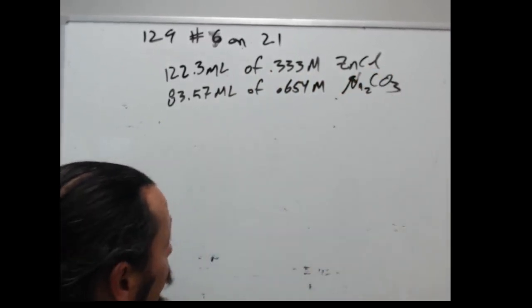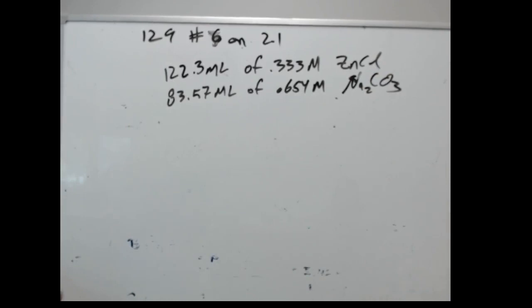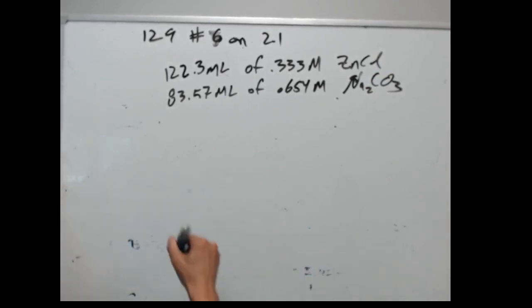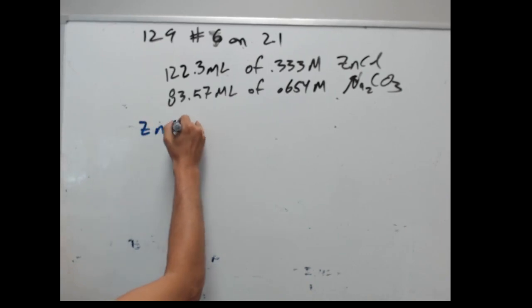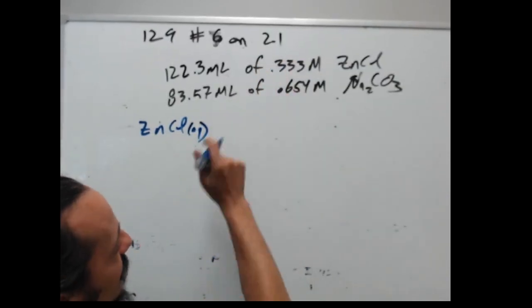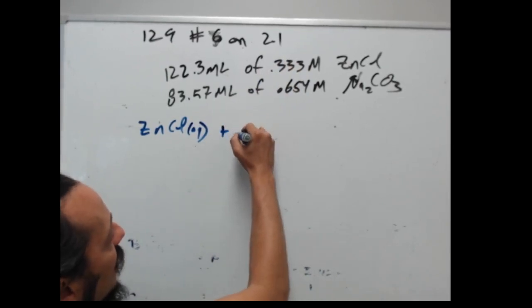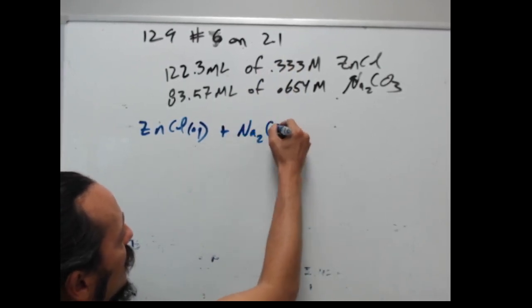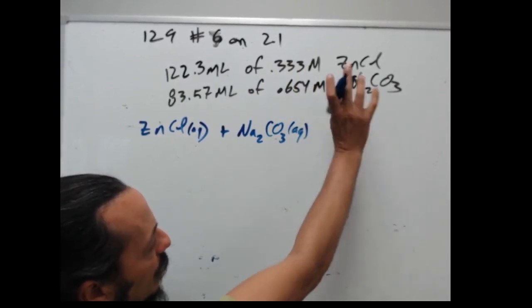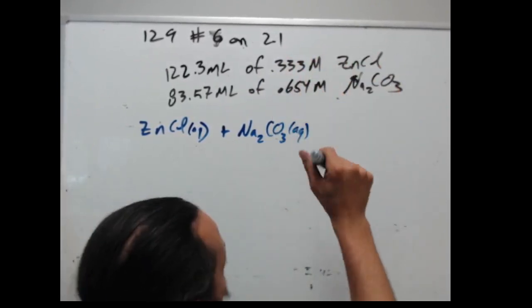Na2CO3. Okay, so we start with just writing down our chemical reaction the way that we always do. I'm going to do the two things together, ZnCl2 aqueous. I know it's aqueous because it's in molarity, and plus Na2CO3 aqueous. It's in molarity, it's aqueous. I can also look up solubility rules, sodium compound soluble, right?